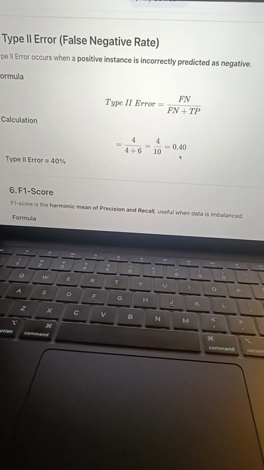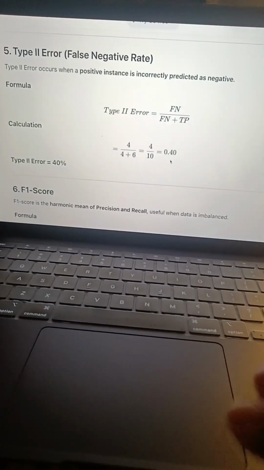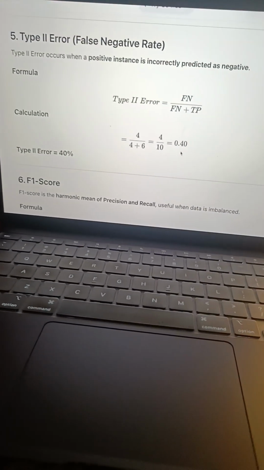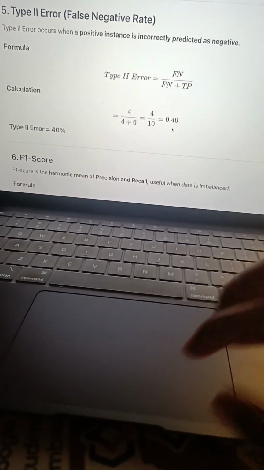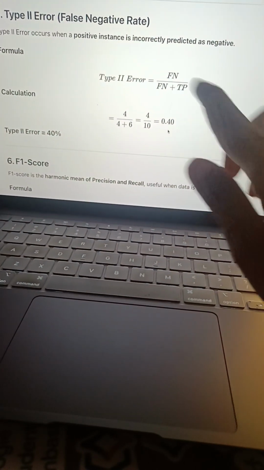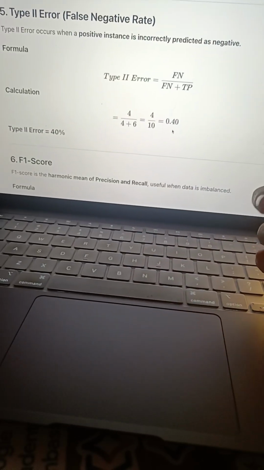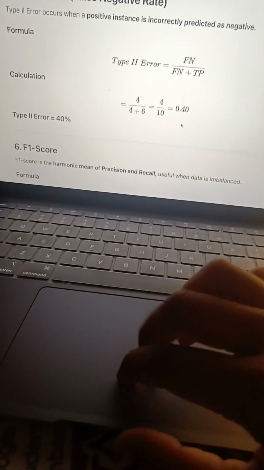Talking about the type 2 error, it is the false negative rate, which occurs when a positive instance is incorrectly predicted as negative. And the formula for the same is false negative divided by false negative plus true positive. Here the answer is 0.40.